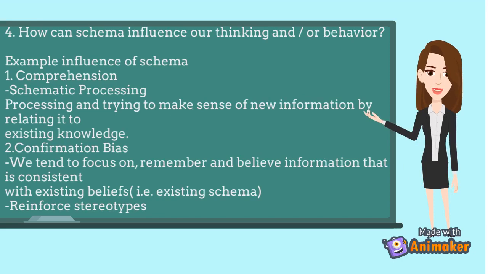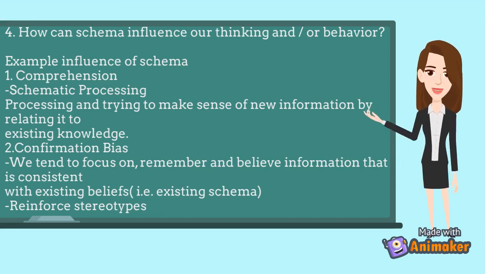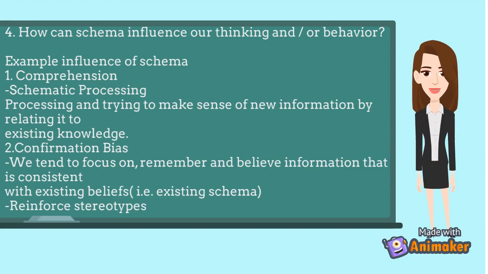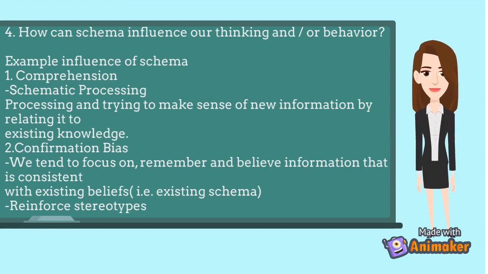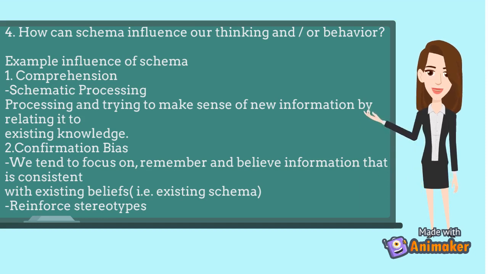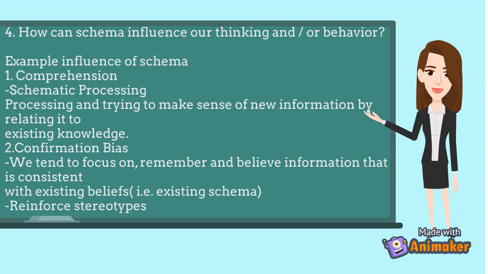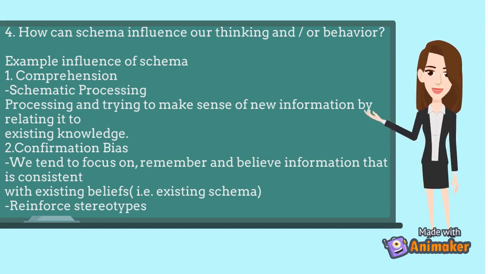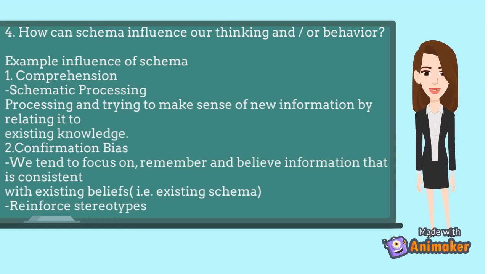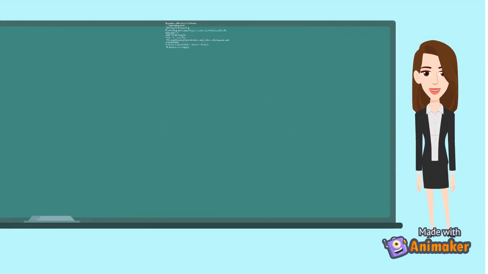4. How can schema influence our thinking and/or behavior? Examples of the influence of schema. 1. Comprehension, schematic processing: processing and trying to make sense of new information by relating it to existing knowledge. 2. Confirmation bias: we tend to focus on, remember and believe information that is consistent with existing beliefs, i.e., existing schema. Reinforce stereotypes.